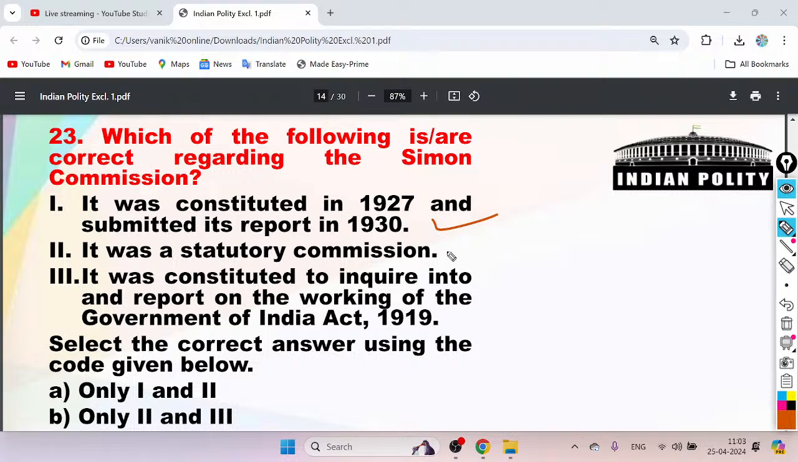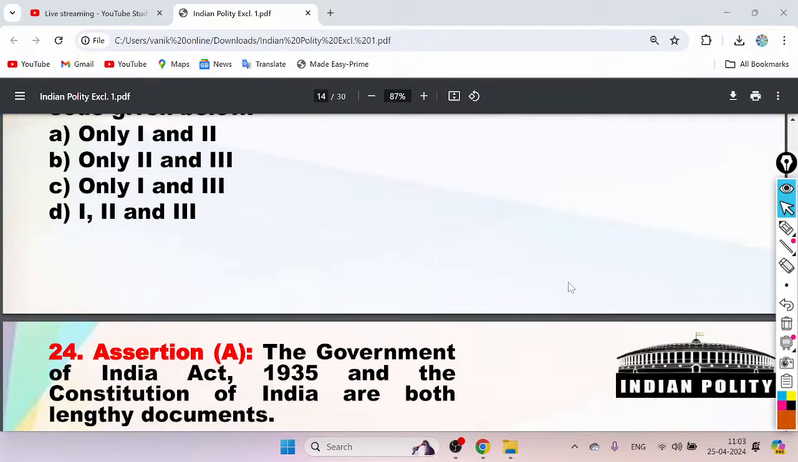It was a statutory commission because it was established under the Government of India Act 1919. It was constituted to inquire into the working of the 1919 Act. Yes. So all the statements are correct with regards to the Simon Commission. 1, 2, 3 will be the answer. D.